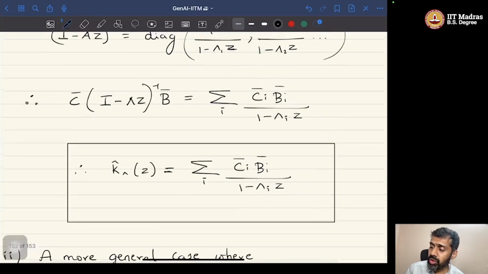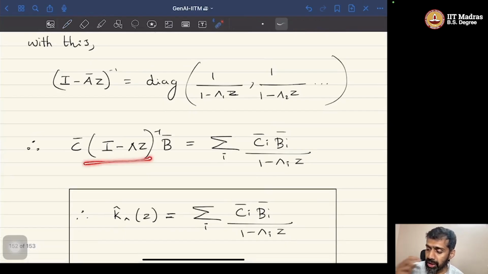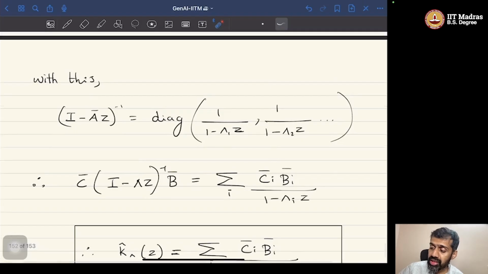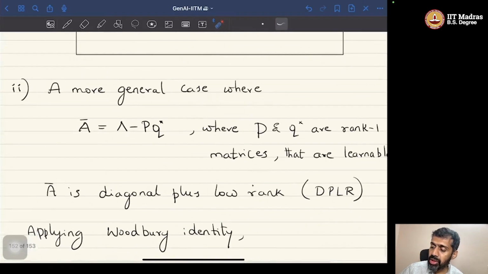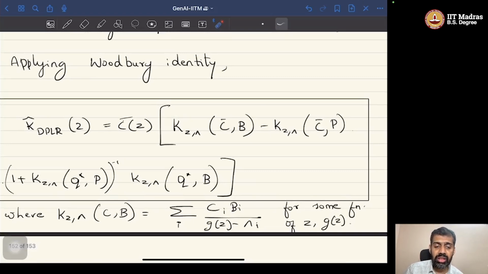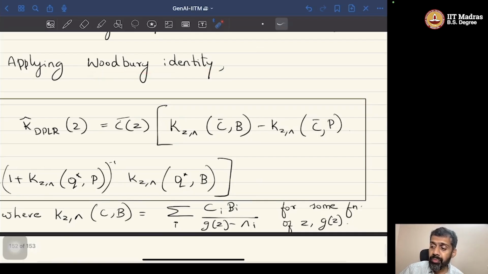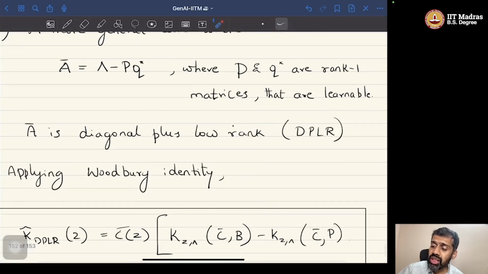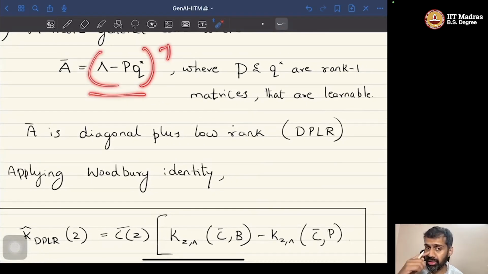Now with this we need to again compute this particular expression, I minus lambda z inverse, I minus A bar z inverse. Now instead of A bar being a diagonal matrix lambda, we have A bar with this particular form, which is diagonal plus low rank. I will skip the algebra; anyone who is interested can refer to the S4 paper itself. What one can show is that there is something called the Woodbury identity that helps you invert these sorts of diagonal plus low rank matrices.